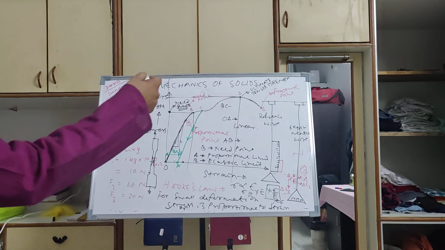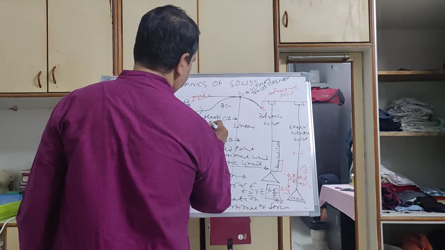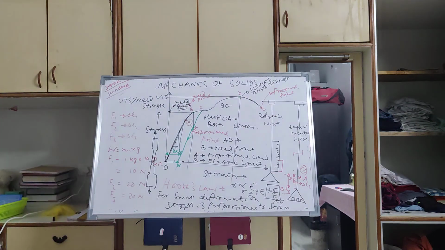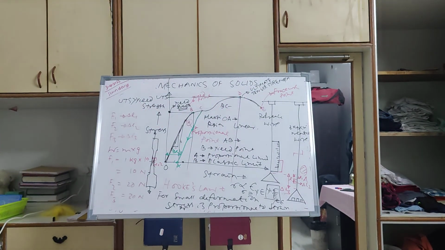So B to D is your plastic region. Yes, this is the plastic region B to D, and O to B is up to yield. Then beyond D to E, it is the necking region and breaking is immediate. Okay.